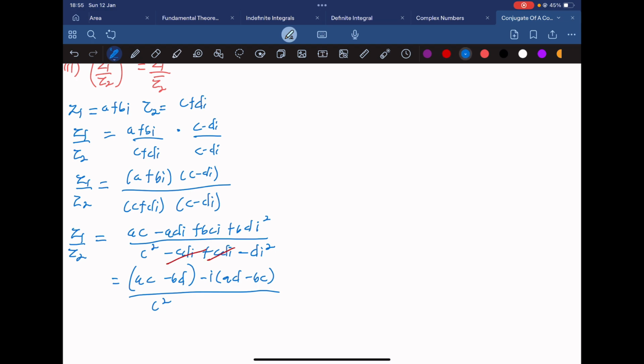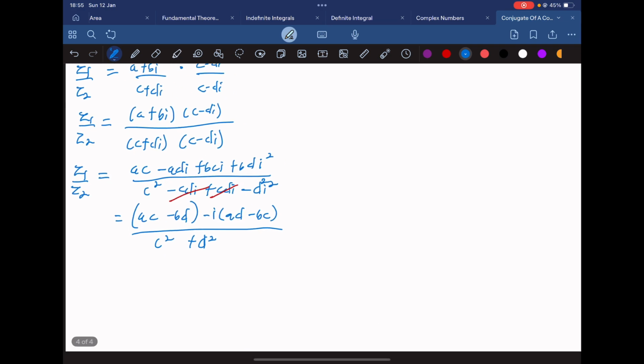So you're just going to have, now minus DI squared is the same as minus D multiplied by -1, and this is positive D, right? Oh, sorry, this was supposed to be D squared. So in that case, we have plus D squared right here.